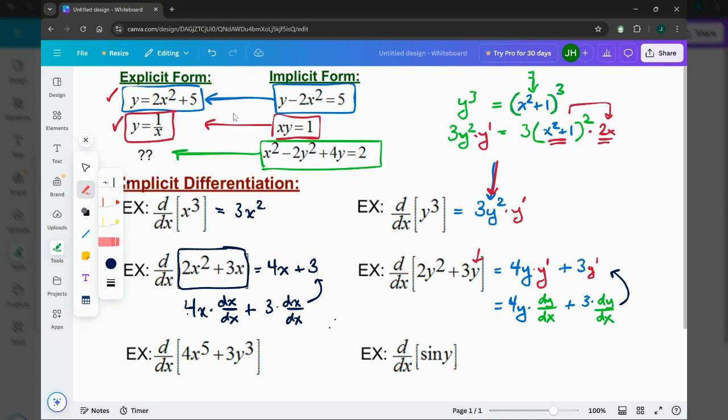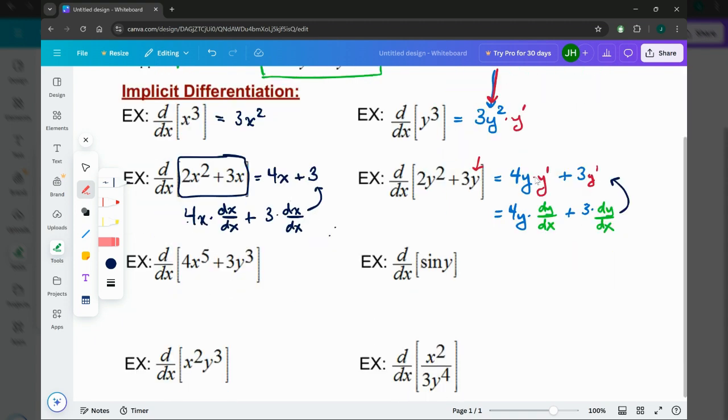Let's do a few more here. So let's mix it up a little bit. What's the derivative of 4x to the 5th with respect to x? Well, that is going to be 20x to the 4th. And technically, I'm supposed to multiply by the derivative of the inside with respect to x, dx.